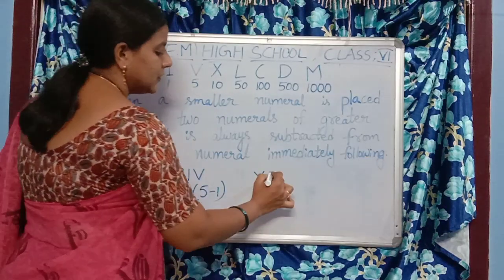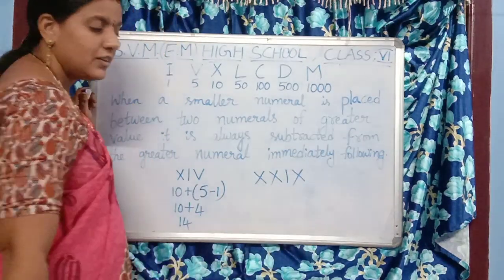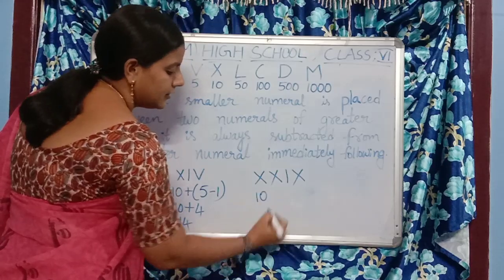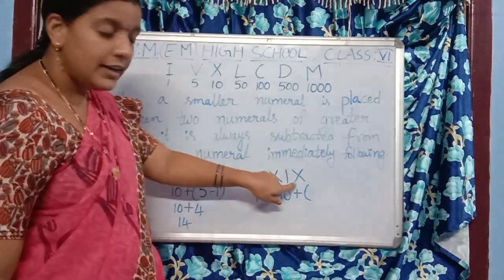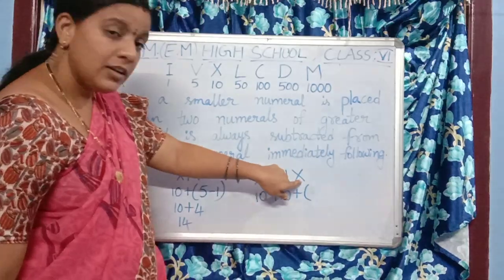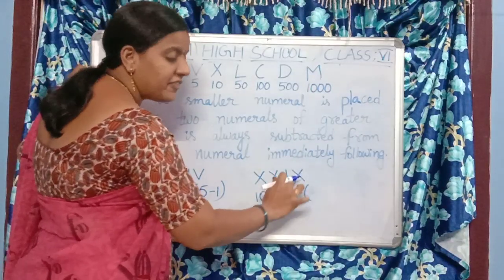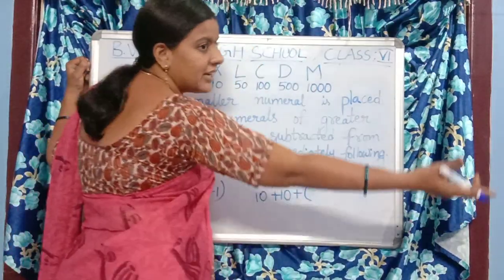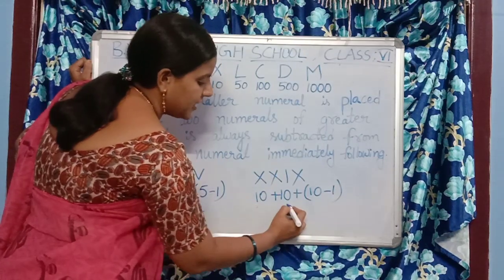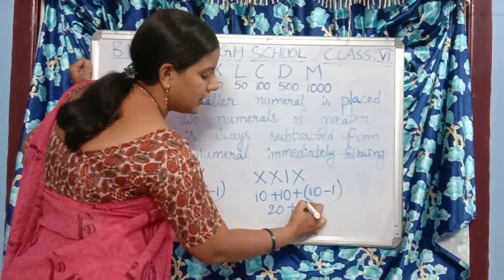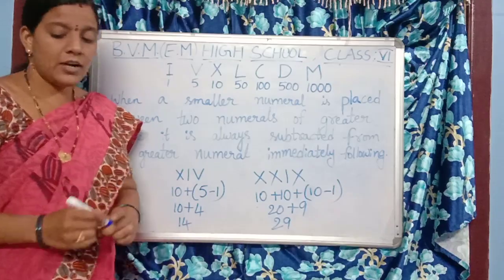Look, X X I X. X represents 10 plus 10 plus I X. Between two greater symbols, the smaller one should be subtracted from the immediate greater one, the one following it. 10 minus 1. 10 plus 10 is 20, plus 10 minus 1, which is 9. 29. Like that, you have to write this.